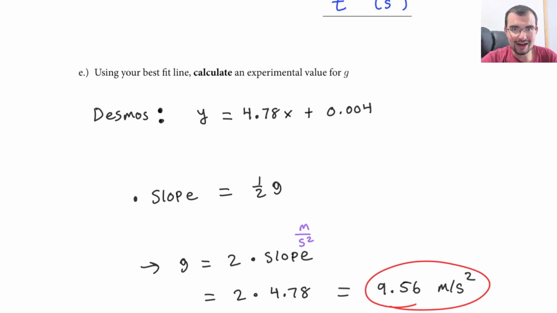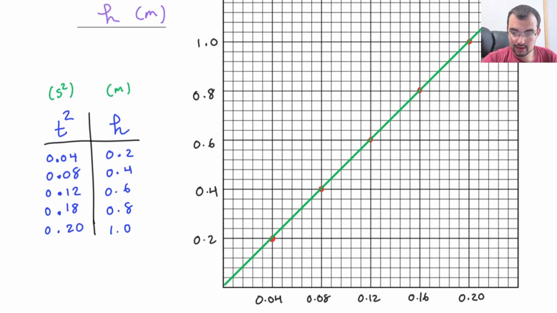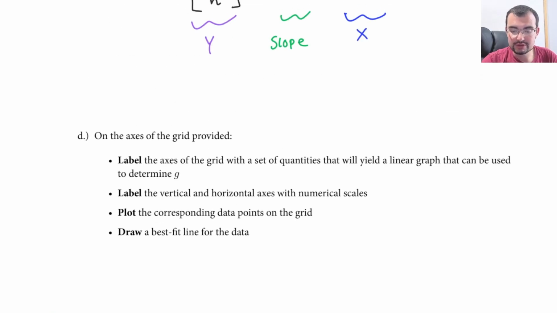And notice g is actually 9.81. So usually I'm picking reasonable experimental values here. This seems pretty reasonable to me. Wow, a lot of stuff here in kinematics.